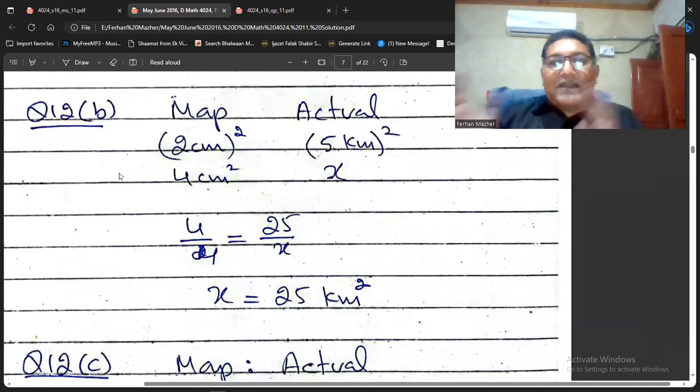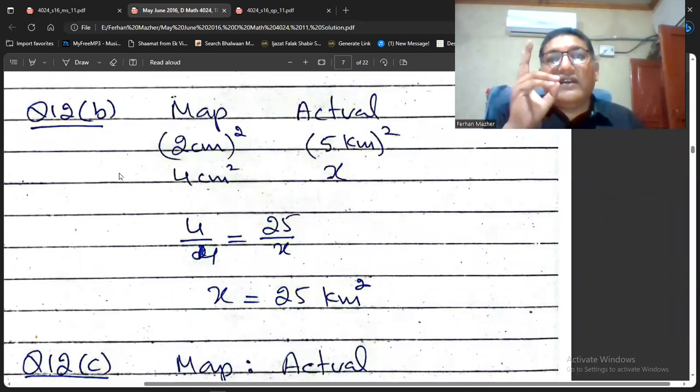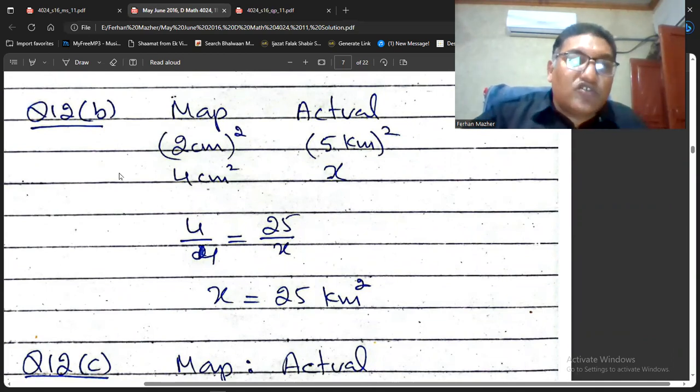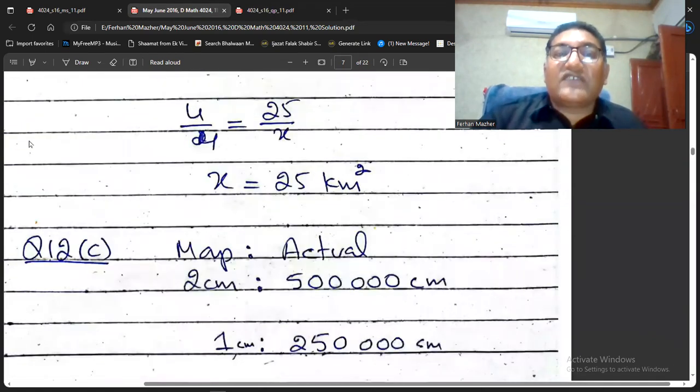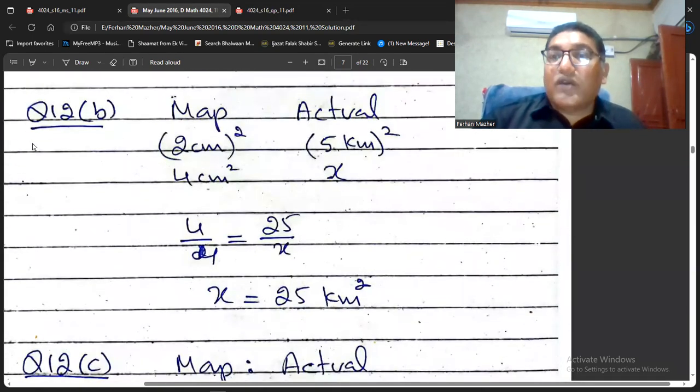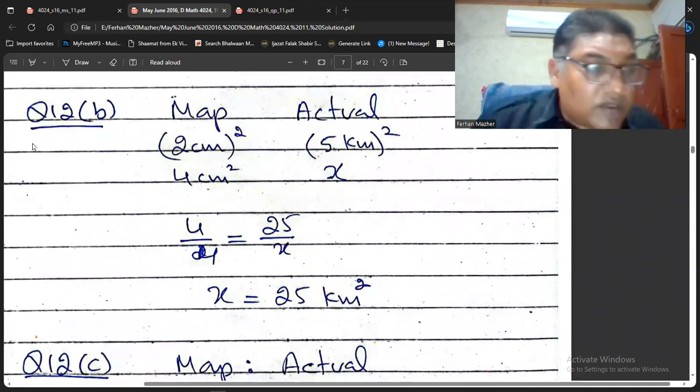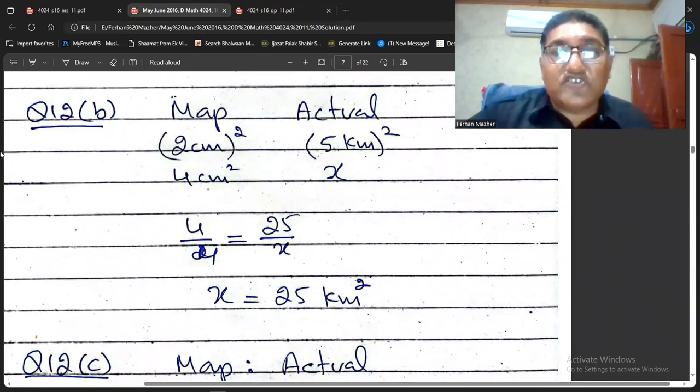Okay, so map and actual, I'm going to use the method of proportionality. The length scale is 2 centimeter equals 5 kilometers. Square both the sides because I'm going to use it for the area. Then the question is something on the map is 4 centimeter square area. So how much will it be in the actual? You square it, it becomes 4. You square it, this becomes 25. So 4 by 4 is equal to 25 by X. Cross multiply, so X will be equal to 25 kilometers square. So something which is 4 centimeters square on the map, in actual, it will be 25 kilometers square.